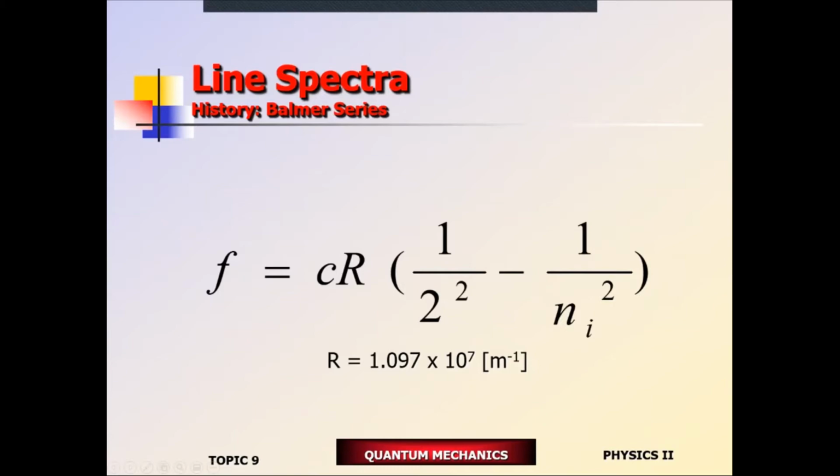So f on the left is the frequency of the line that you're looking at: the frequency of red, blue-green, or the two shades of violet. c is the light speed. R is known as the Rydberg constant. Whatever is in front of the parentheses is a huge number. c is going to be 10 to the 8th, R is going to be 10 to the 7th. In reality, this number is 10 to the 13th.